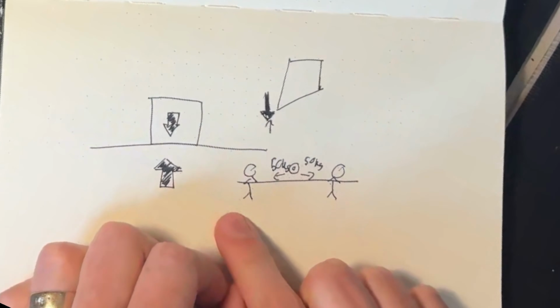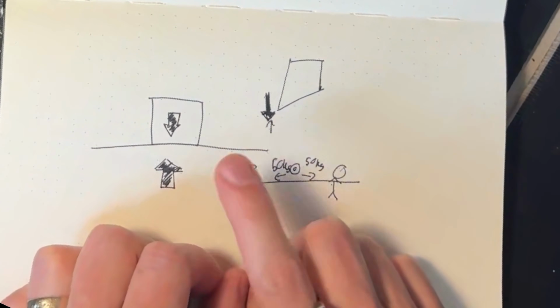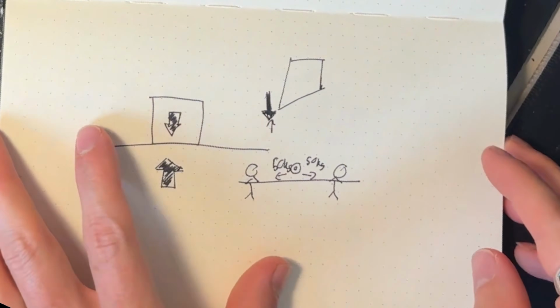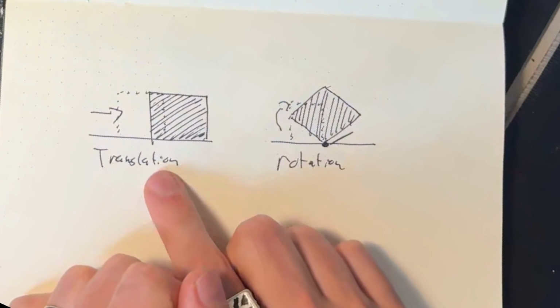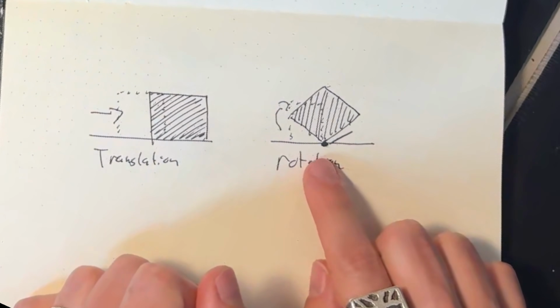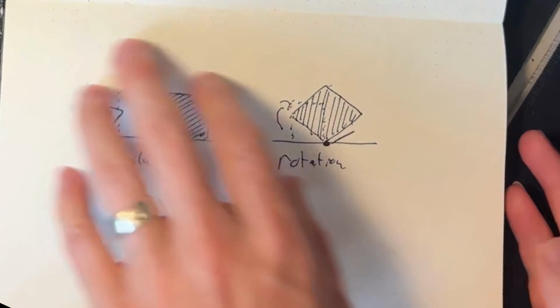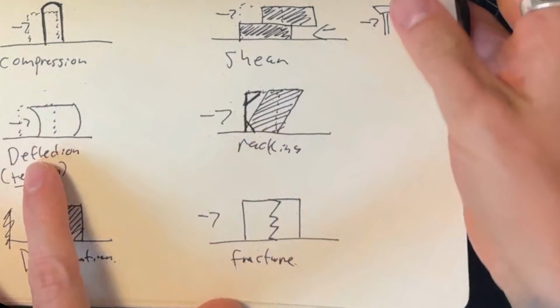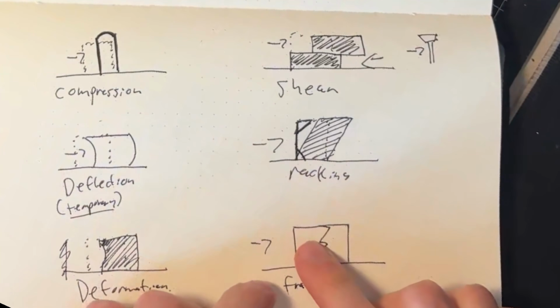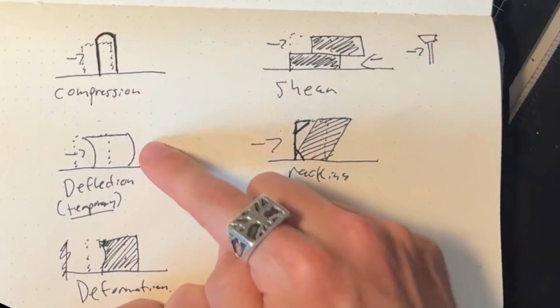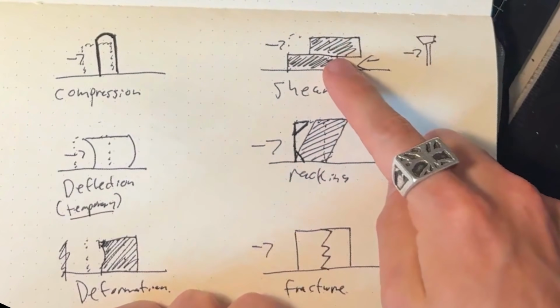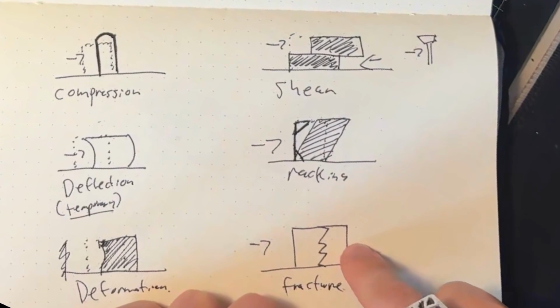So as a quick review, option number 1, the object stays at rest and nothing happens to it. Option number 2, it moves and it either translates or it rotates. Sometimes it's intentional, sometimes it's not intentional. And option number 3 is the object changes its shape. It compresses itself, it deflects, it deforms, it shears, it racks, or it fractures.